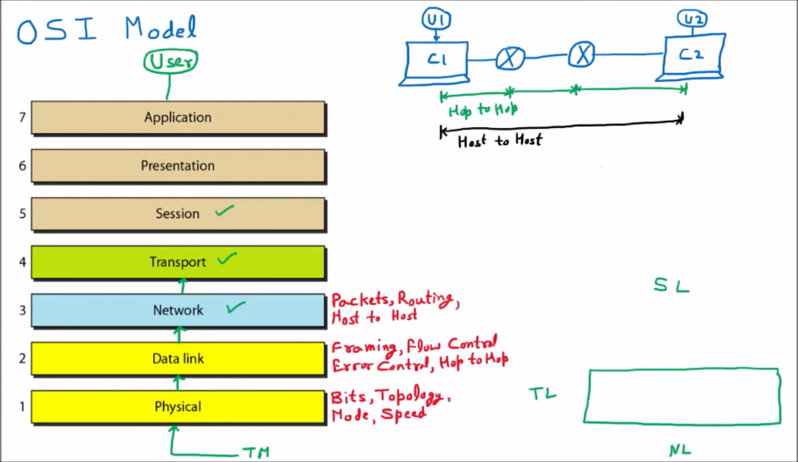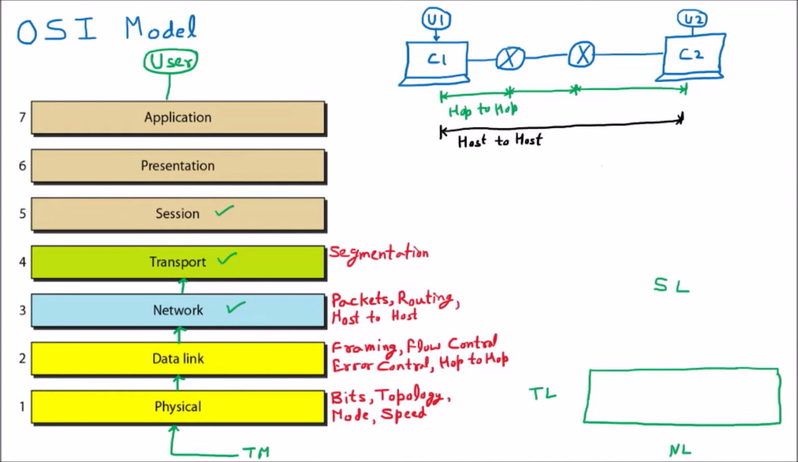If I talk about the functionality of the transport layer, then the transport layer is responsible for segmentation. Just like we have bits on the physical layer, bits are combined into frames on the data link layer. Frames are merged to make the packet. Now packets are combined to make the segment.